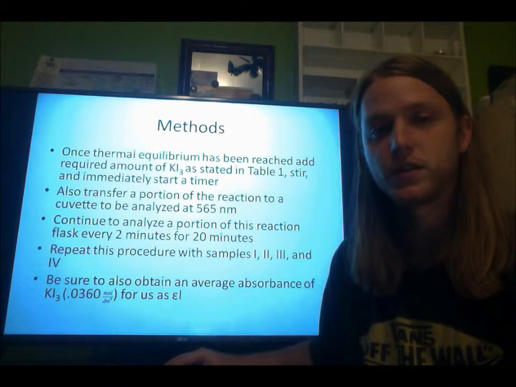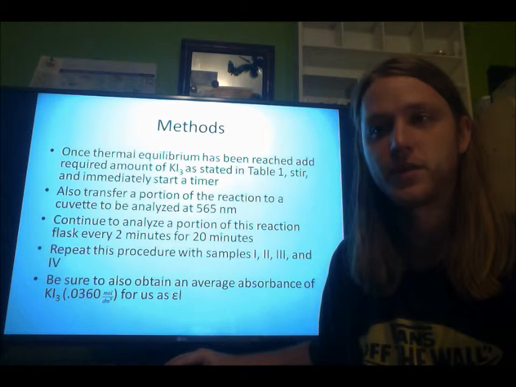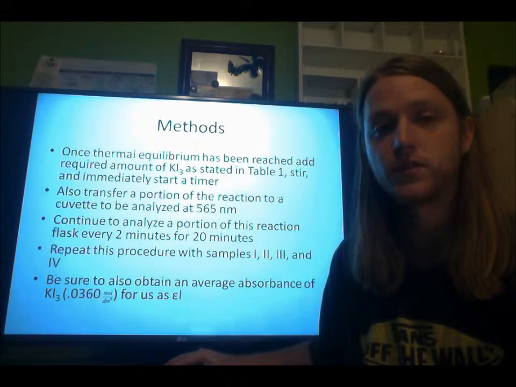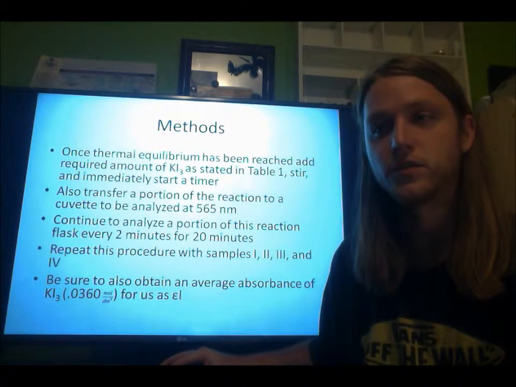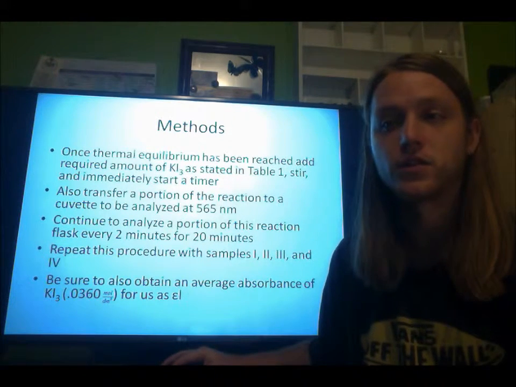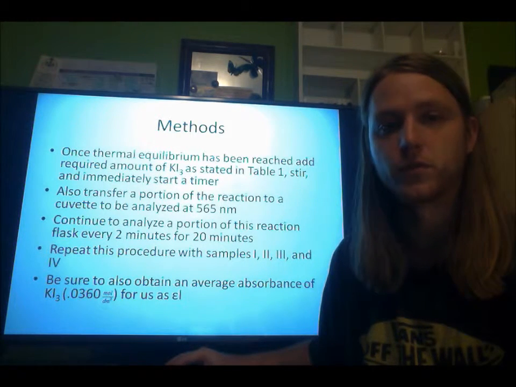After we add this portion of potassium triiodide, we're going to immediately start a timer, and we're going to take a small portion of the reaction mixture, and we're going to analyze it at 565 nanometers. And then we're going to continue taking small portions and analyzing them every 2 minutes for the next 20 minutes. We're going to then repeat this procedure with each of the trials, 1, 2, 3, and 4. And we're also going to have to analyze a portion of potassium triiodide of a known concentration, and then we're going to use that absorbance value to solve for the molar absorptivity and the path length that we're going to need to perform more calculations later.